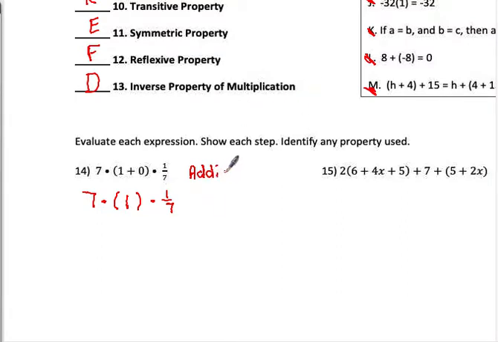So additive identity. Next, 7 times 1. 7. 7 times 1 is 7. So what property is that? Multiplicative identity.